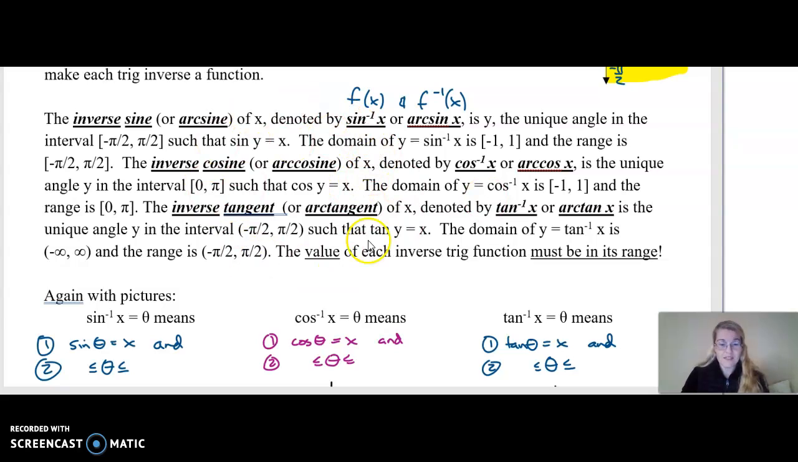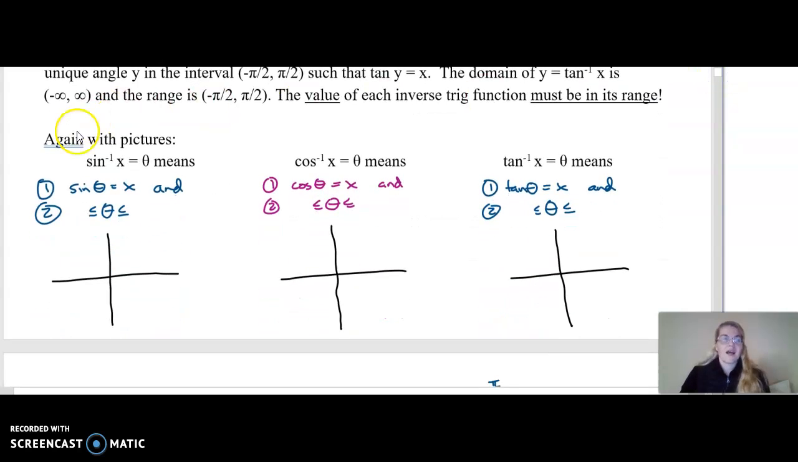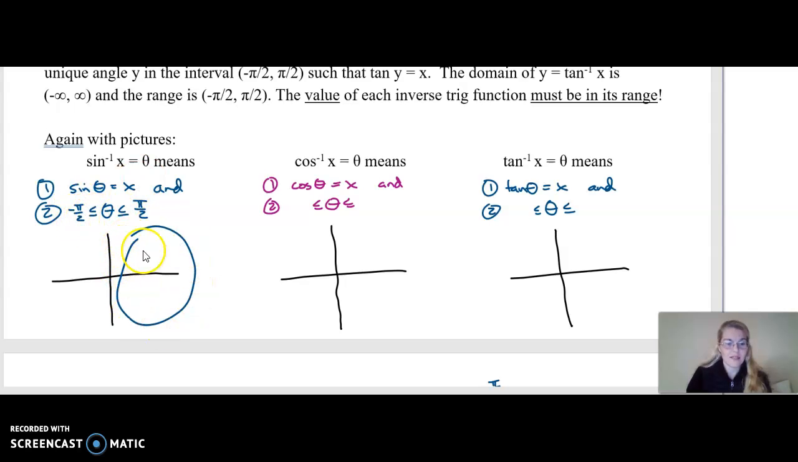So this paragraph seems a little bit overwhelming. Again, with pictures, here we go. Sine inverse of x equals theta means sine of theta equals x, and theta is going to be in between positive pi over 2 and negative pi over 2. So sine inverse lives somewhere over here. Theta could be a positive or a negative number.